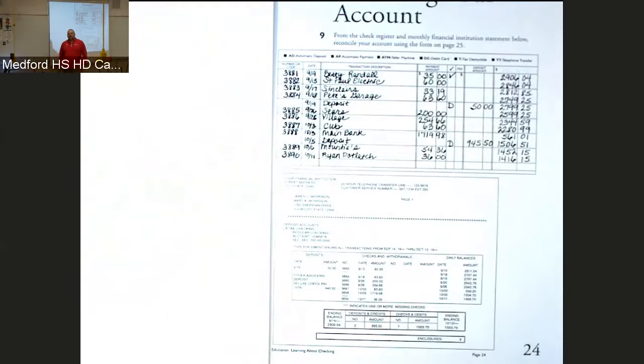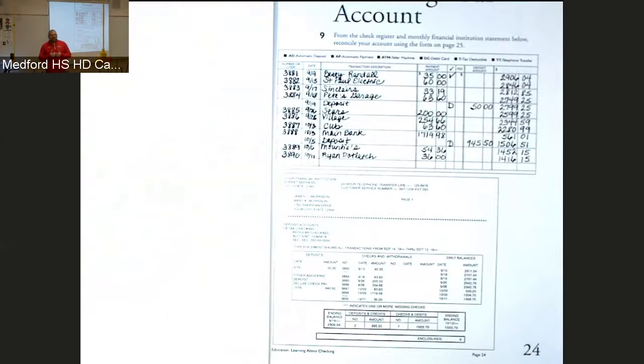All right, let's take a look at reconciling your bank statement with your checkbook register. Again, this is something that not a lot of people do, but I don't know why you wouldn't. We're talking about making sure that our checkbook balance matches what the bank has.